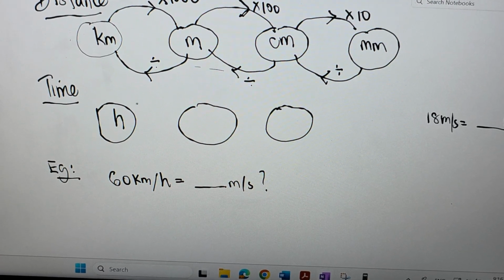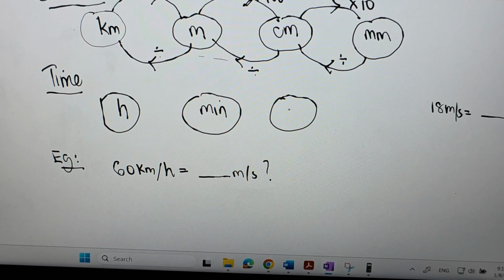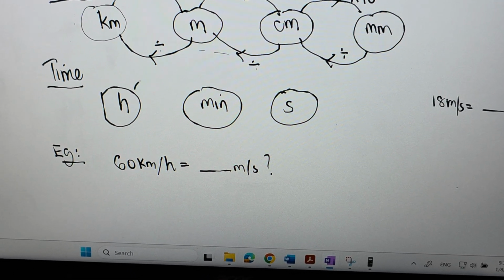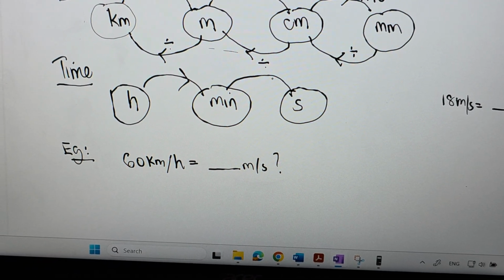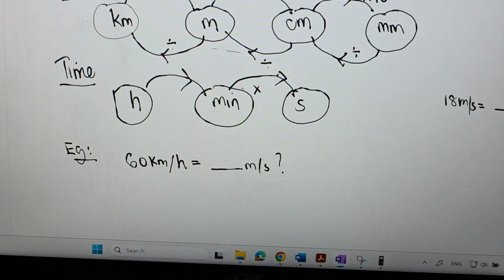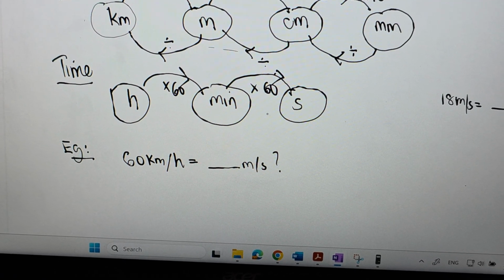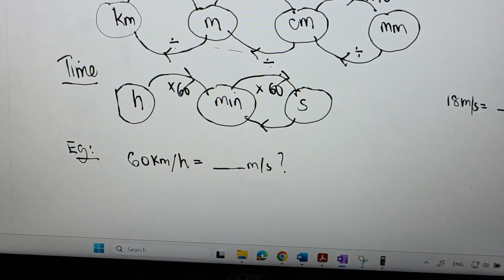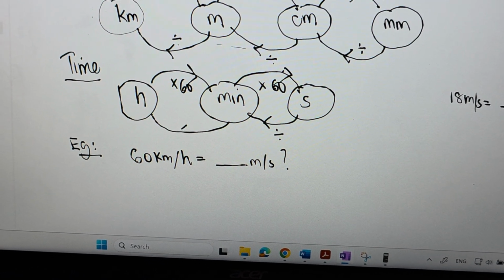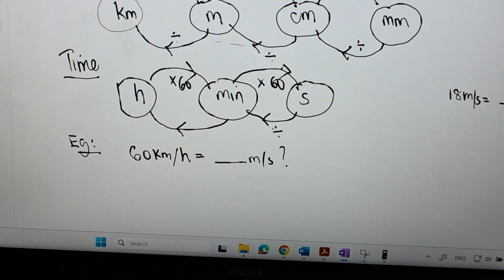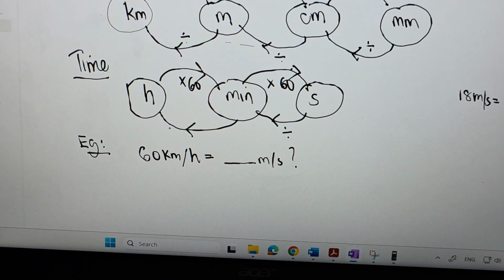The other one that you need to know is time. The biggest unit of time you know is hours, followed by minutes, and then finally seconds. To get from here to here, it's the same thing. This way is times 60 times 60. The other way around is divide. I believe all of you know this. Same thing, if you want to get from seconds straight away to hours, you divide by 60, divide by 60.